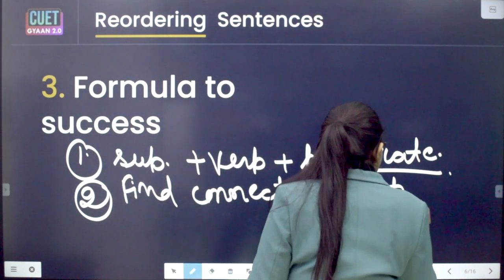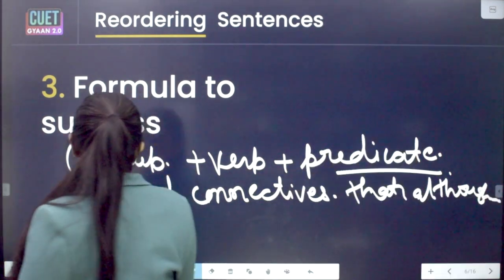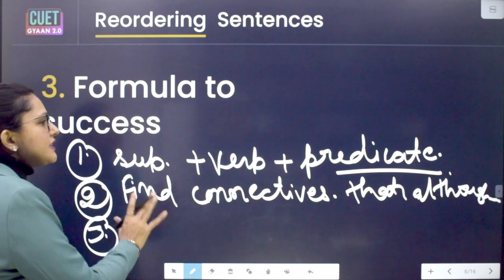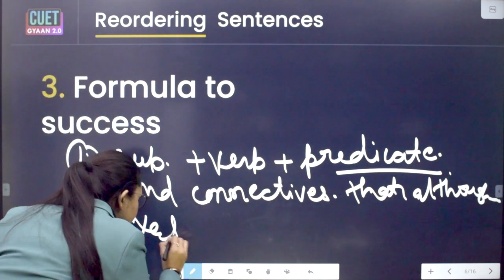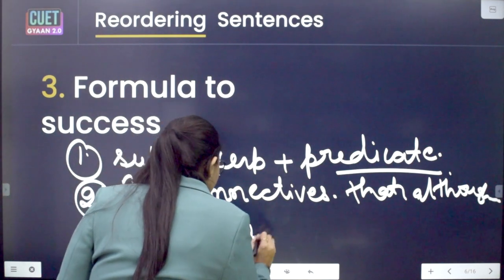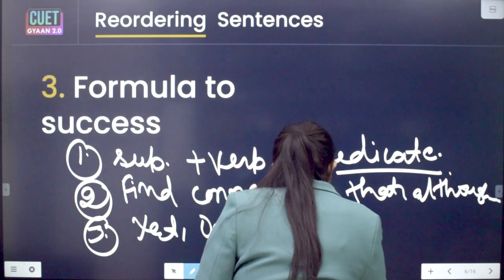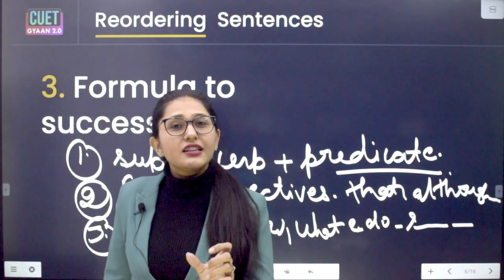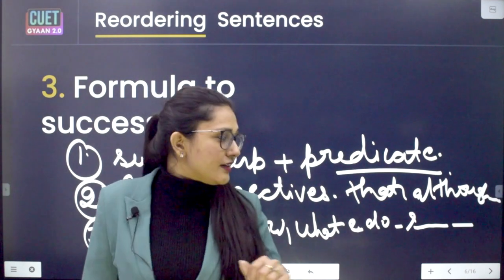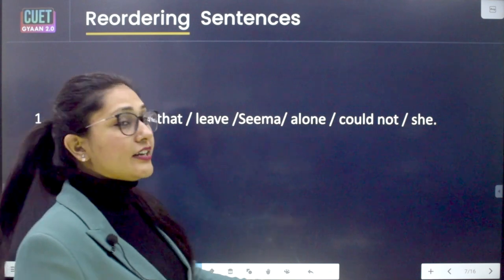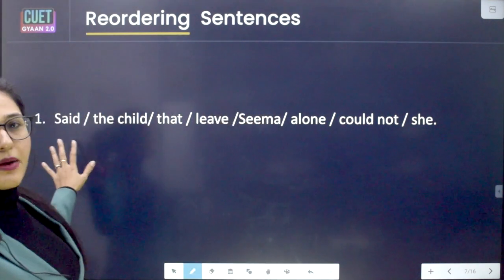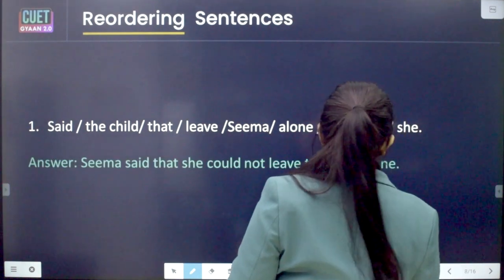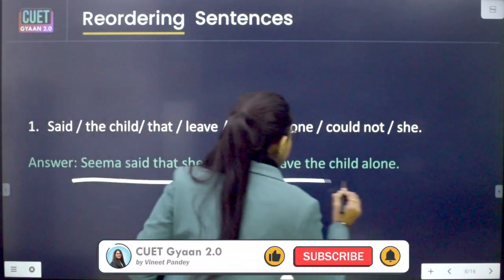that, although, right? The third thing that you will have to do here is that you have to find a connection, or maybe these sentences basically start with yet, on, how, what, do, so on and so forth, right? So these are the basic formulas, or these are the things you are supposed to memorize or take care of, right? The next thing that we will talk about, okay fine, so let's just talk about a few more examples. There's a first example in front of you that says, said the child, that leave Seema alone could not she. These are the disorganized ones, and here is the right sentence.